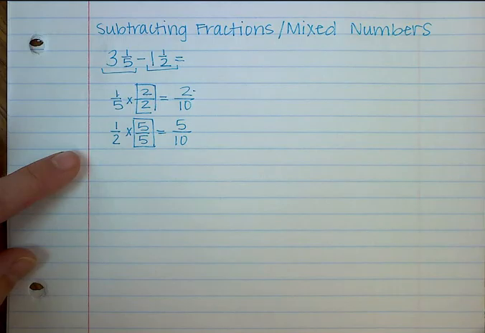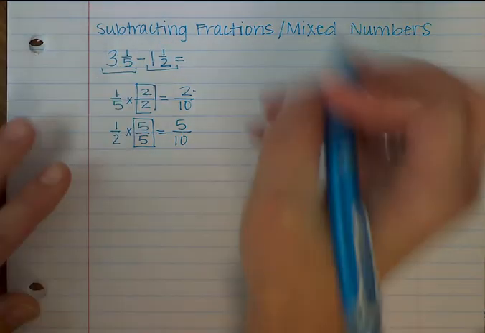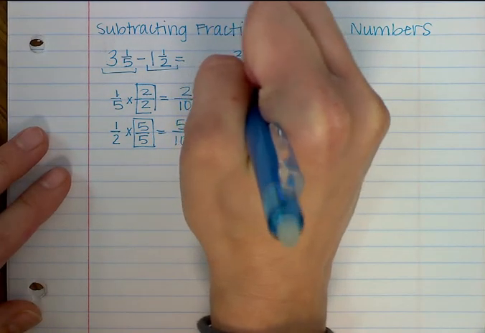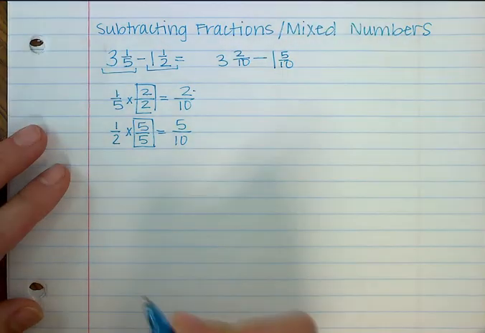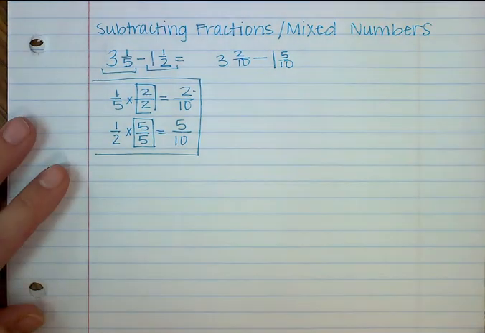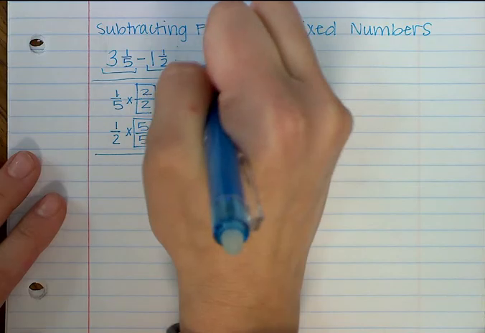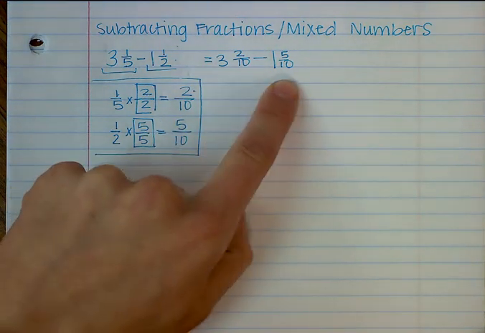So I'm going to rewrite my problem, and instead of writing a fifth, I'm going to put 2 tenths. So I have 3 and 2 tenths minus 1 and 5 tenths. Okay, and this is off to the side. I kind of took up a lot of space. I want to make sure that all of my equal signs are lined up. Okay, so then when I look at this, I notice that I can't take away 5 tenths from 2 tenths.